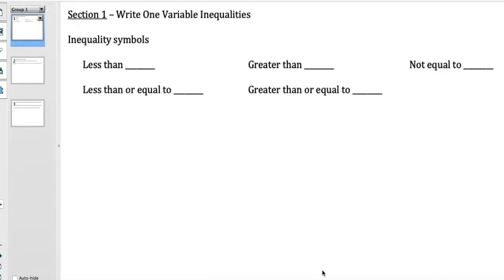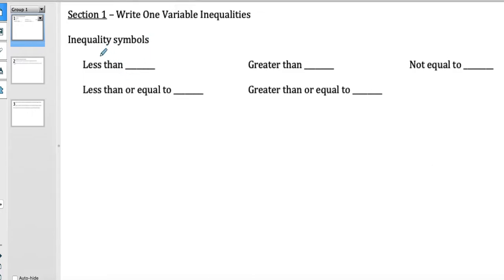All right, in this video, we are covering section 1 of the cookies packet. Write one variable inequalities. So what is an inequality? Well, these words should look familiar to you, but a friendly reminder of how exactly those inequalities look.